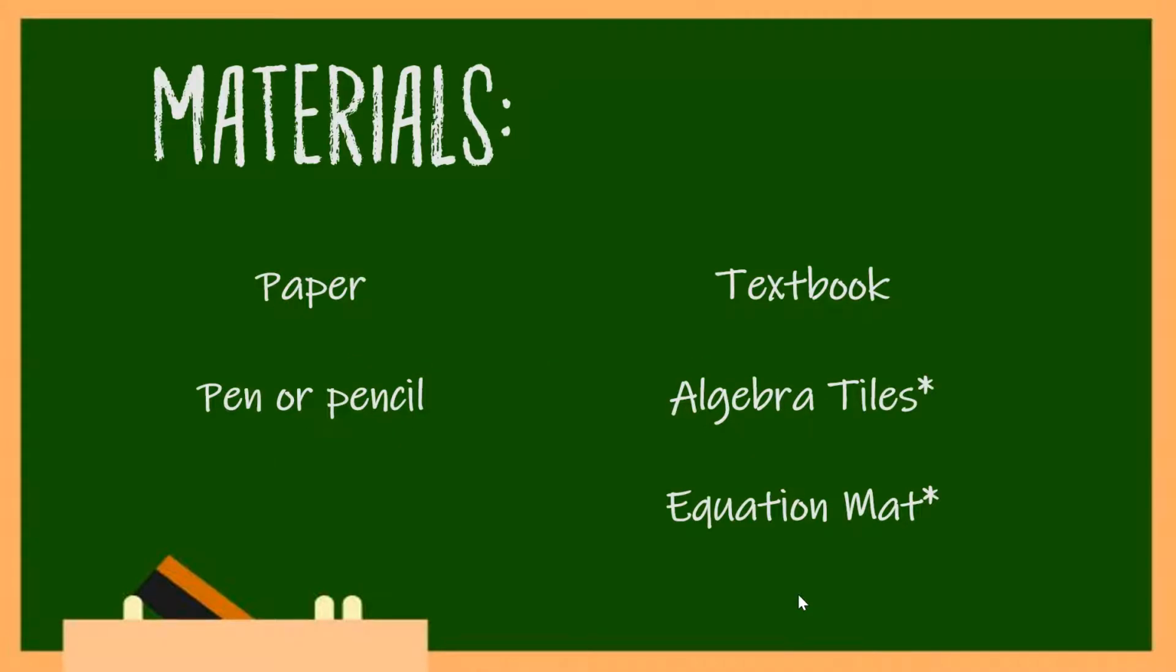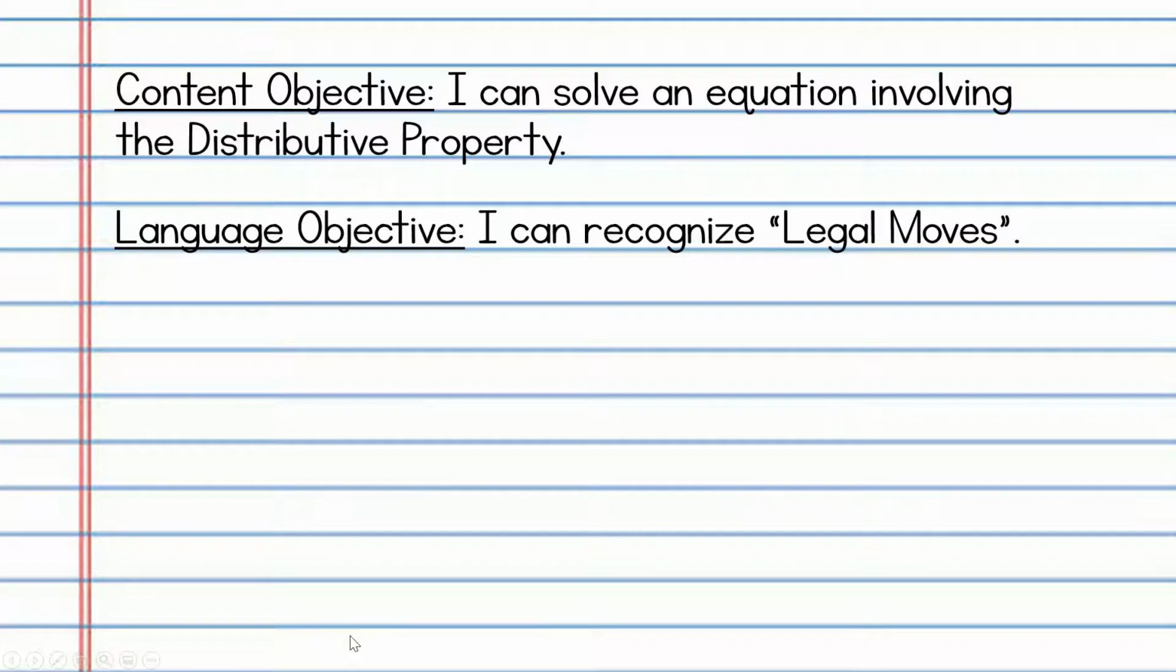Our materials are pretty much the same as they have been. You're going to want a piece of paper and pen or pencil to take notes. Your textbook, either online or hard copy, algebra tiles, and the equation mat are still optional. We're probably not going to use them very much today, so you probably won't need them, but they're there if you want them. Our content objective for today is to be able to solve an equation involving the distributive property.